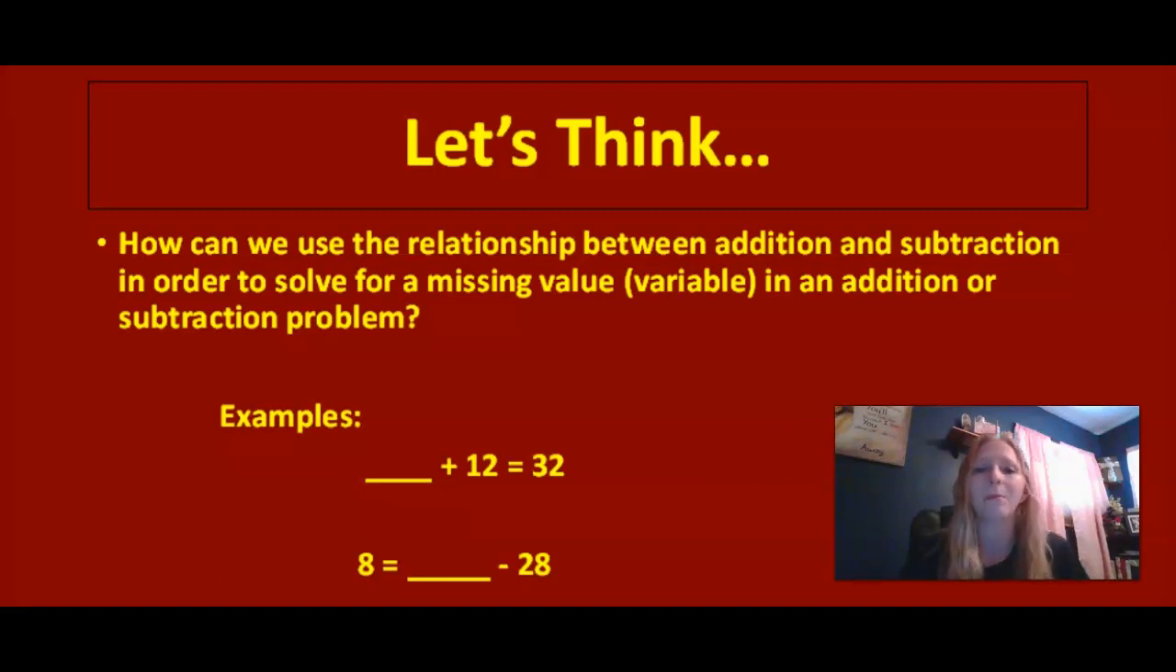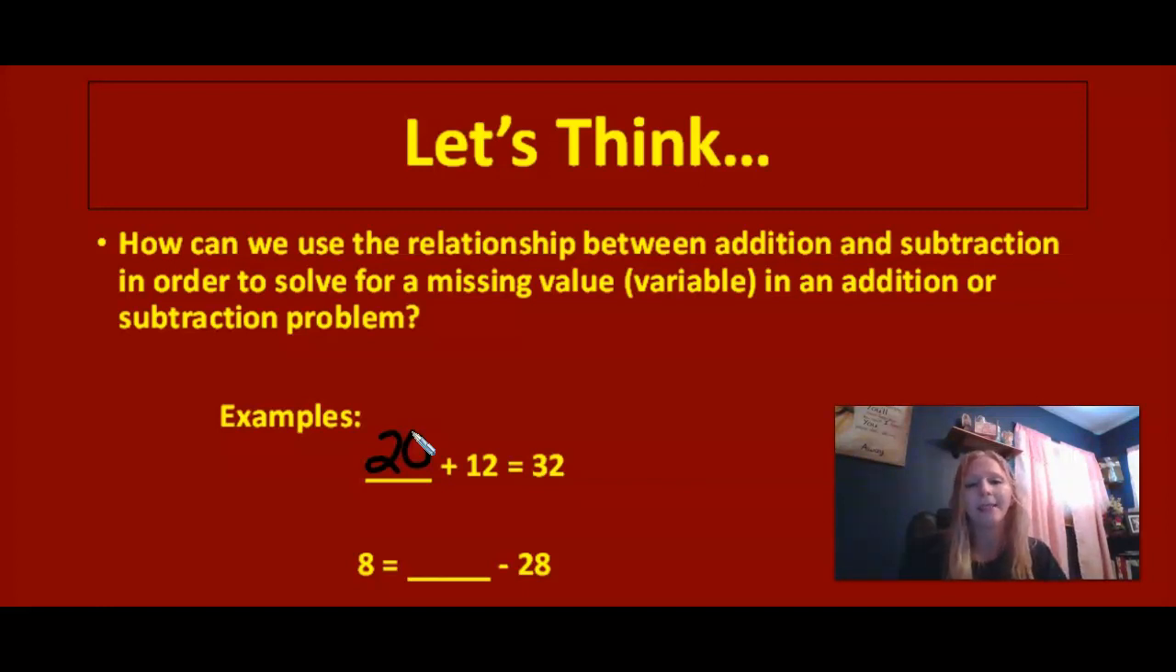So in this first example, we have a number plus 12 is equal to 32. Well, we need to find that missing number in that fact triangle. So instead of using addition, we're going to use subtraction. We take 32 minus 12 to get our answer of 20. And in fact, 20 plus 12 is 32. So it works.